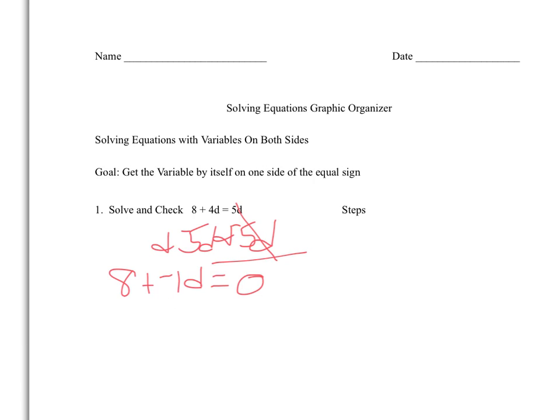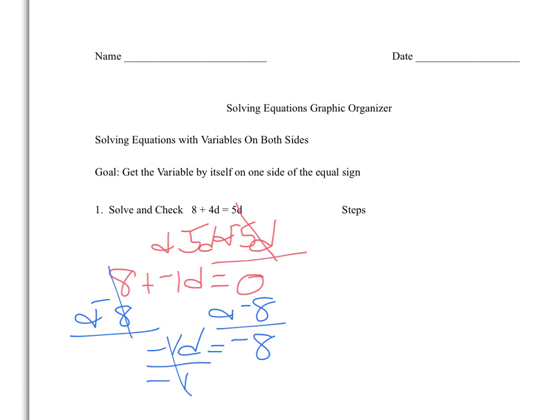Now that they're together, I can solve this like normal. Move the piece without the variable first by adding the opposite. So I'm going to add negative 8 to each side. So negative 1d, and 0 plus negative 8 gives me negative 8. Now I'm going to divide each side by negative 1 to undo the multiplication. Two negatives are going to give me a positive 8 as my final answer.